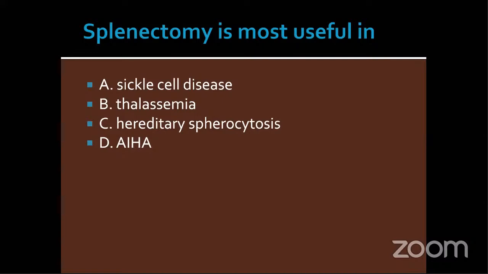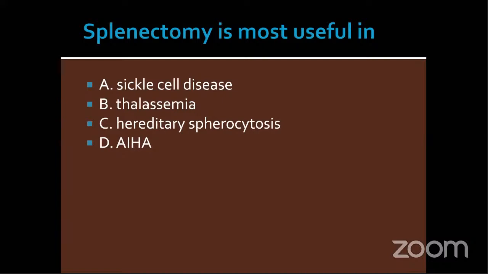Hereditary spherocytosis. Okay, hereditary spherocytosis, it is an absolute indication, and it will give a dramatic response. There will be massive splenomegaly and the patient will be in severe hemolytic crisis. So it is most useful in cases of hereditary spherocytosis.